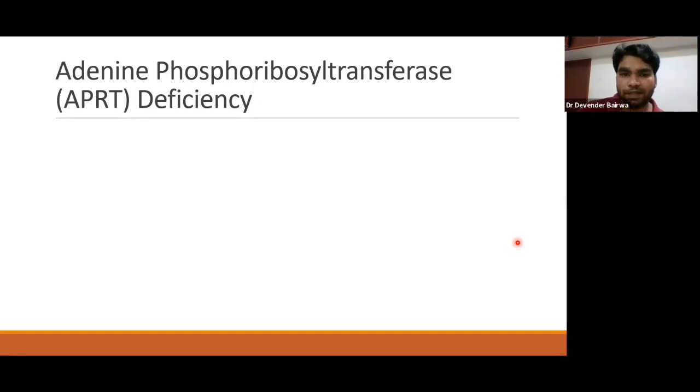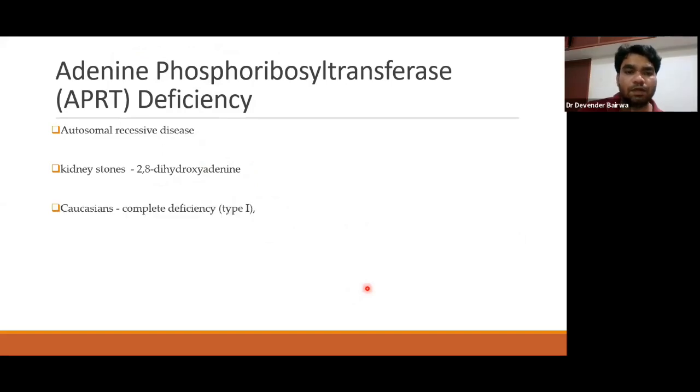Adenine phosphoribosyltransferase, APRT, deficiency. It is an autosomal recessive condition. In this condition, there is specific formation of 2,8-dihydroxyadenine stones. Basically, this APRT enzyme is involved in metabolism of 2,8-dihydroxyadenine. So if this enzyme is defective, it will accumulate and crystallize in urine as kidney stones.